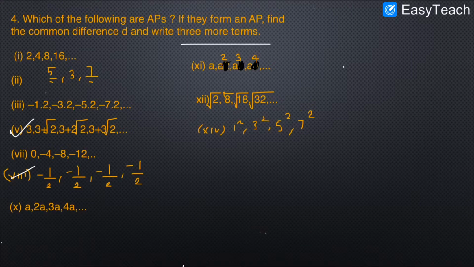Let's try to solve the 8th one, which is very easy. So we all know that the difference between equal numbers must be 0.